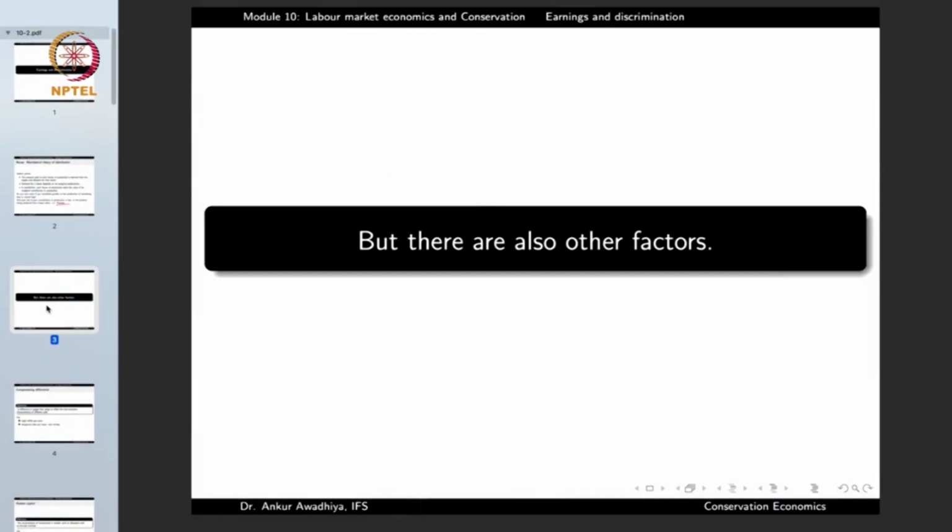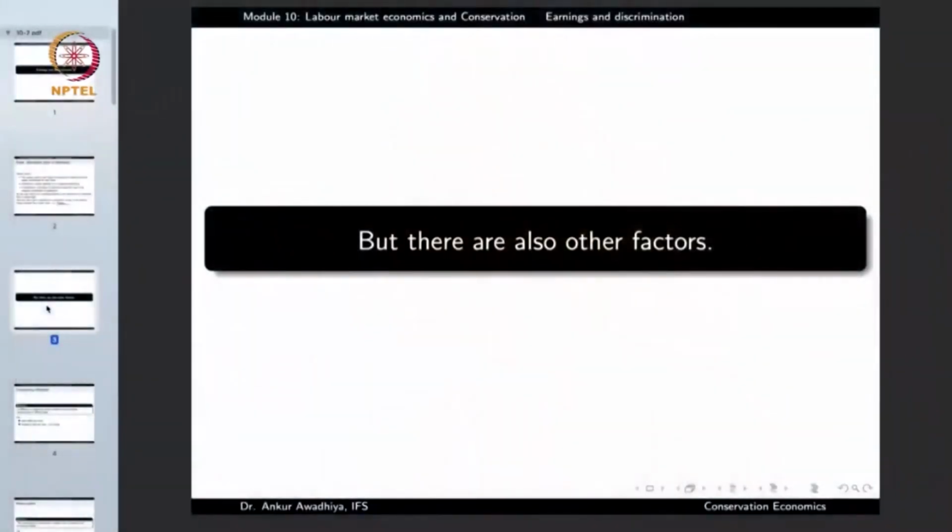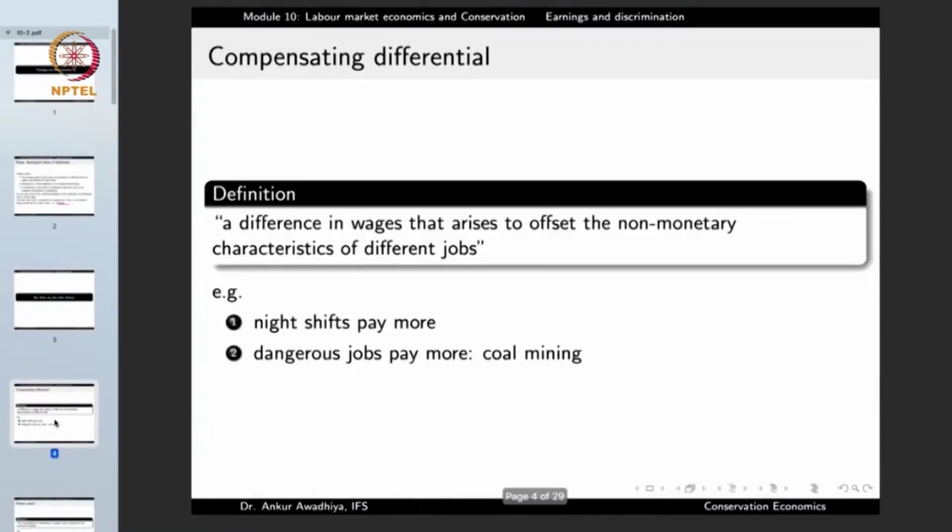But then, apart from the neoclassical theory of distribution, there are also a number of other factors that determine how much a person is paid. And in this lecture, we will look at some of those factors. So what are the factors that modulate the predictions of the neoclassical theory?